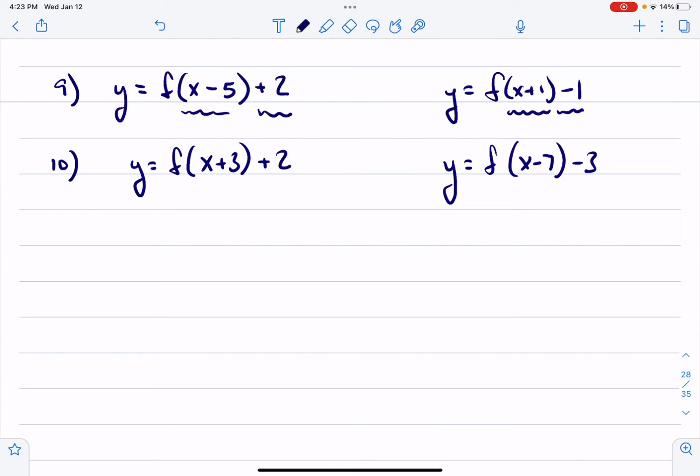Okay. And so for this one, this moves it right and left. That moves it to the left in the negative direction, 3 units. And this moves the whole thing up vertically, 2 units. This thing right here moves it to the right, the positive direction, 7 units. And this thing right here moves it down 3 units. Okay, so hopefully those were pretty simple. I liked those problems. I thought they were relatively easy.